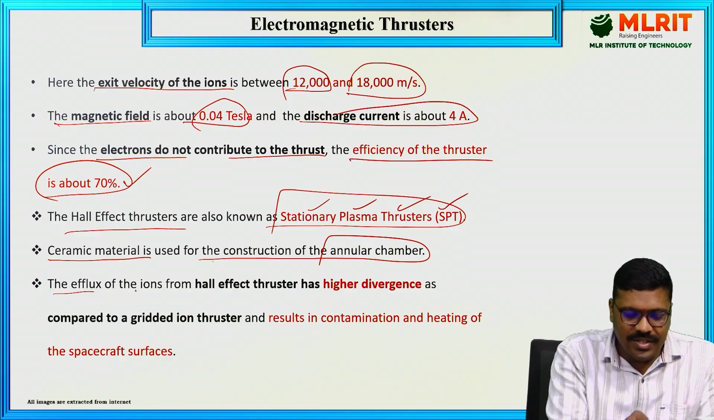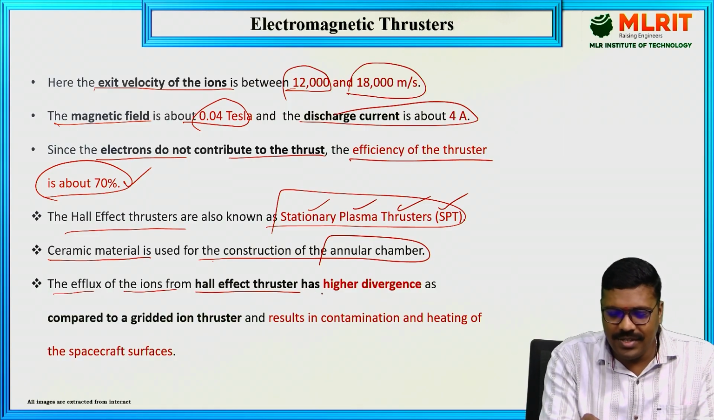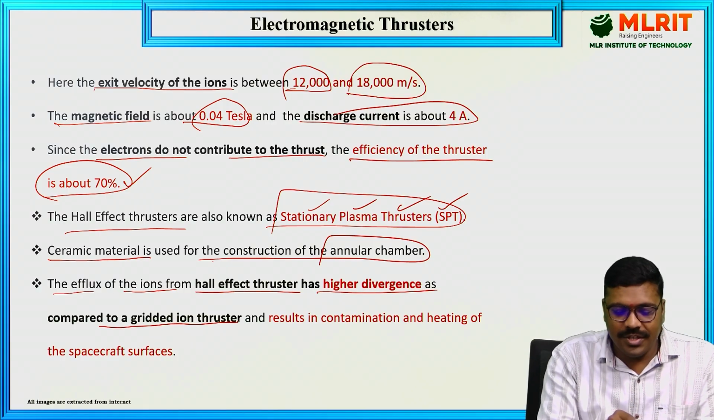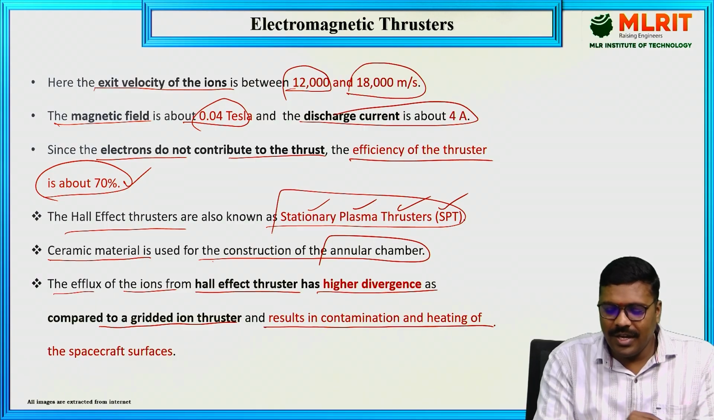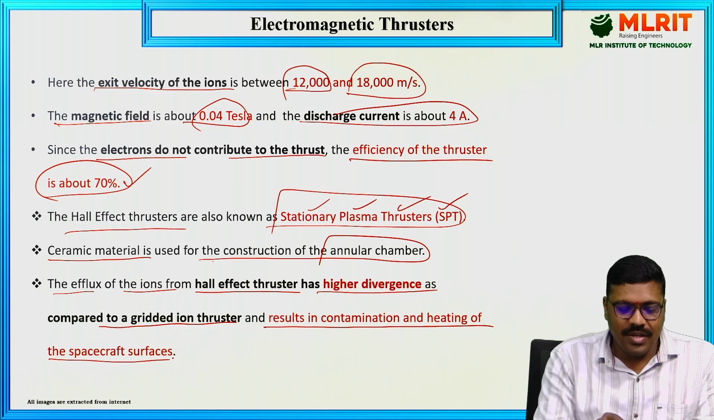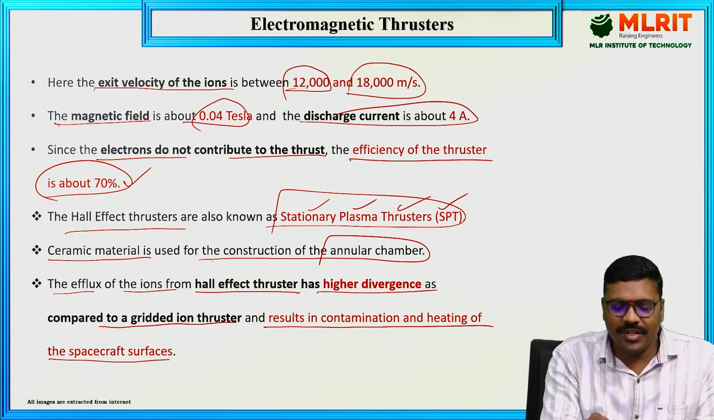Okay, the efflux of the ions from Hall effect thrusters has higher divergence as compared to the gridded ion thruster, and results in contamination and heating of the spacecraft surfaces. The efflux of the ions from the Hall effect thrusters has higher divergence.